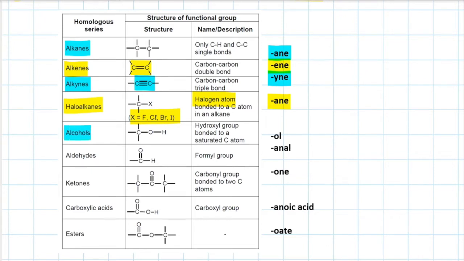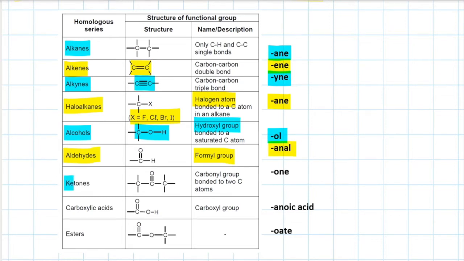The alcohols contain the hydroxyl group and therefore their name ends in -ol. The aldehydes always have their functional group on the first carbon in their chain. This functional group is known as the formyl group, and the name of the aldehydes ends with -anal.